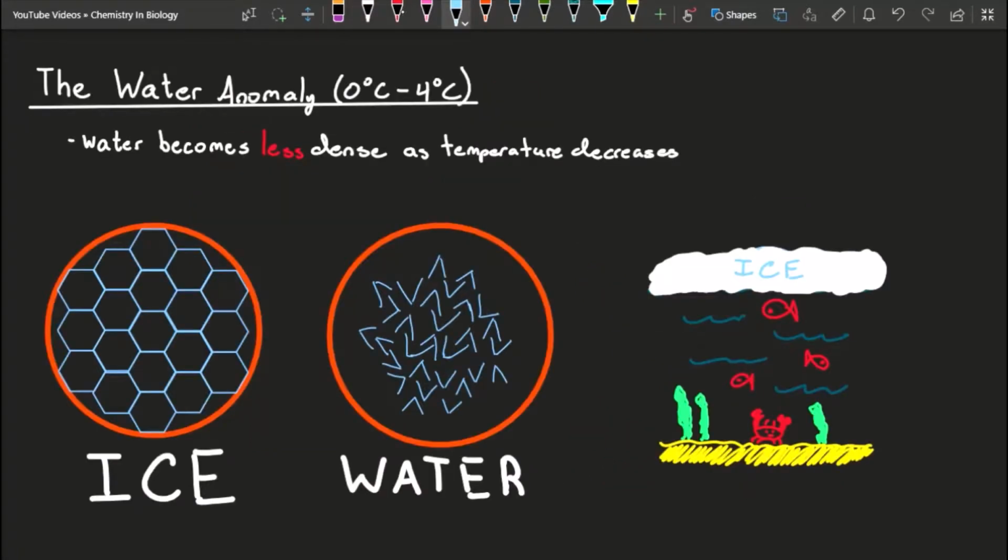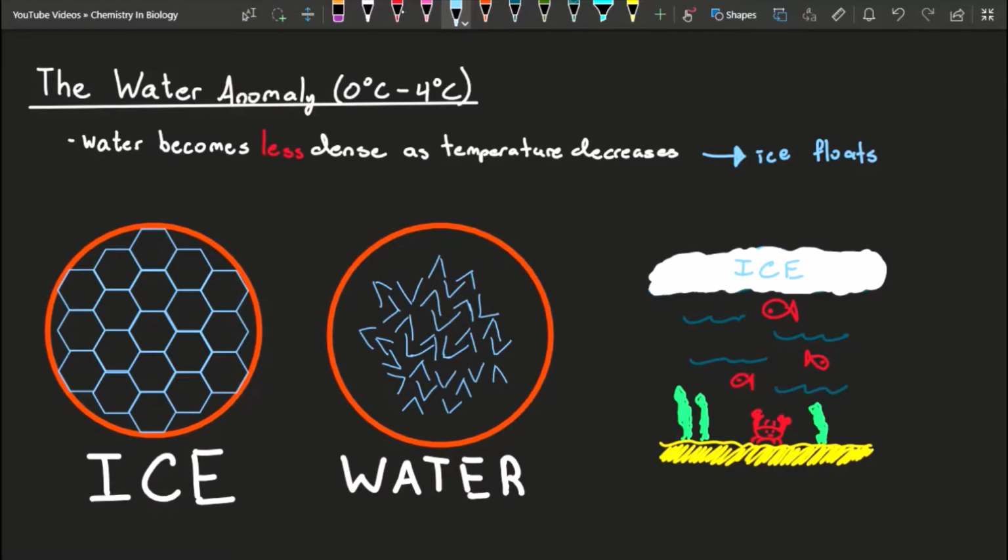The third property of water is that it can insulate bodies of water through floating ice. Let's first review the water anomaly. Typically, substances become more dense as the temperature decreases, but between the range of 0 degrees Celsius and 4 degrees Celsius, water becomes less dense as the temperature decreases. Since ice is less dense than liquid water, ice ends up floating at the surface of liquid water.